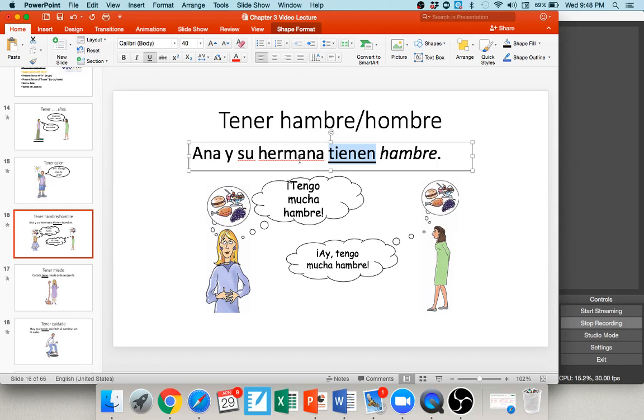They're hungry. And you see some visuals here. You can see what she's thinking about here, all these foods. And she says, oh, tengo mucha hambre. I'm so hungry. I have so much hunger. And this woman says back, ay, tengo mucha hambre. I'm hungry too. I'm also hungry, right?